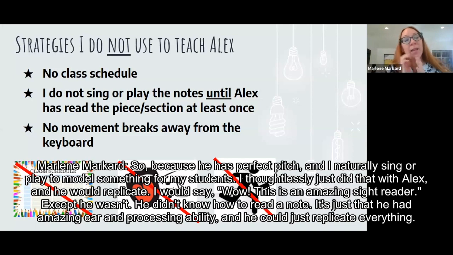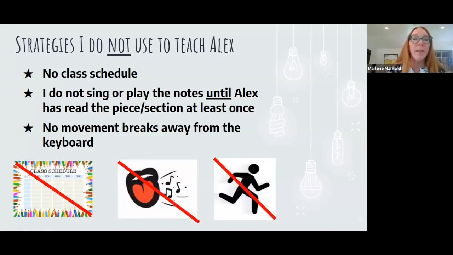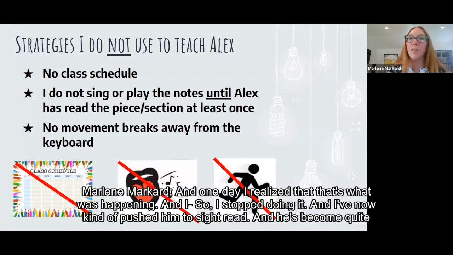Because he has perfect pitch and I naturally sing or play to model something for my students, I thoughtlessly just did that with Alex, and he would replicate. I would say, wow, this kid's an amazing sight reader. Except he wasn't. He didn't know how to read a note. It's just that he had amazing ear and processing ability, and he could just replicate everything. And one day I realized that that's what was happening, and so I stopped doing it.